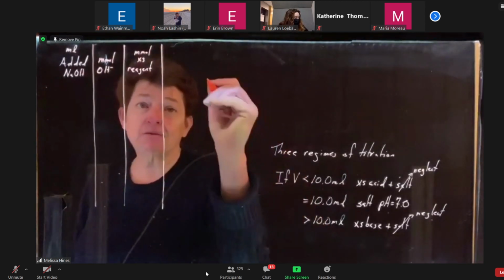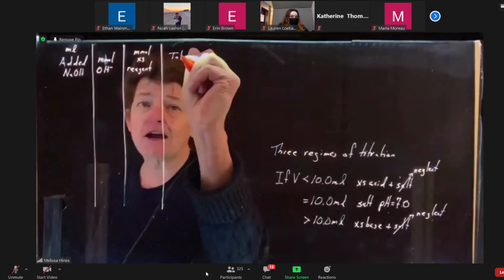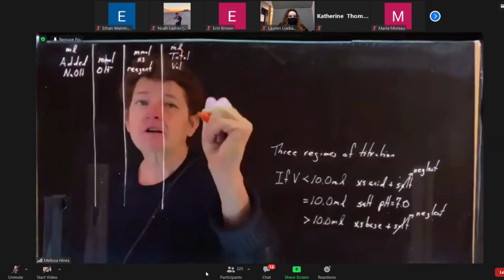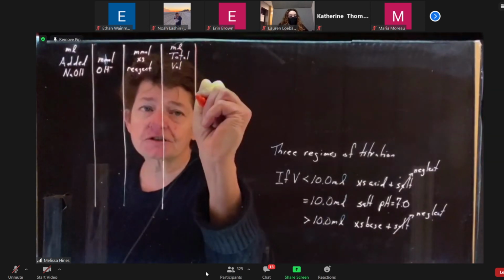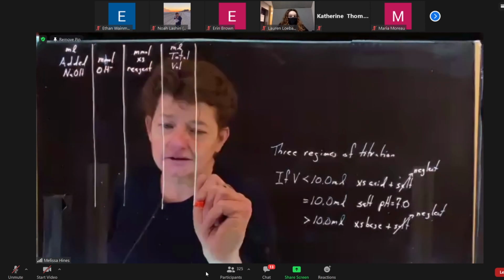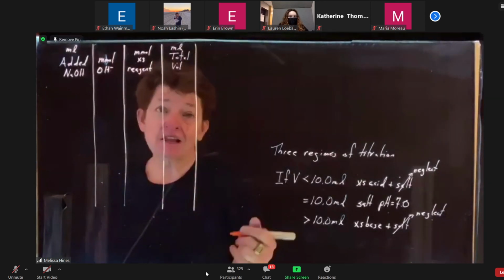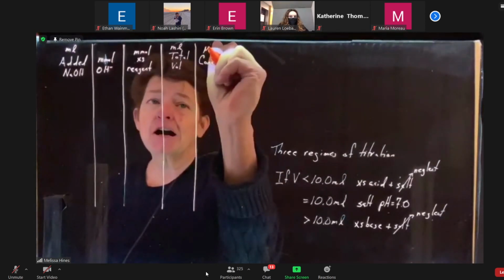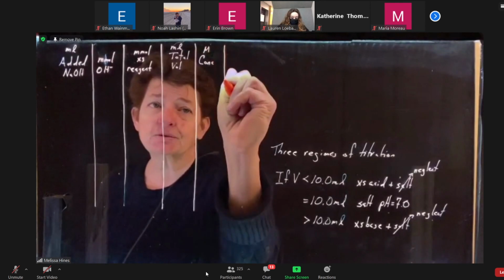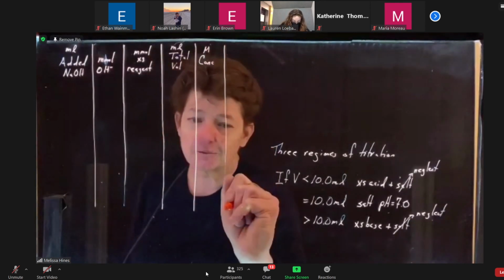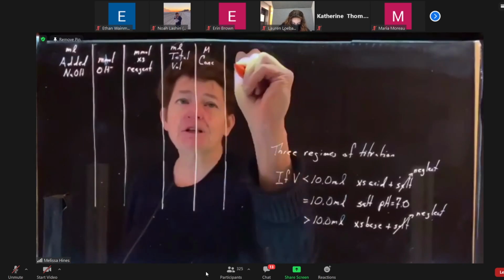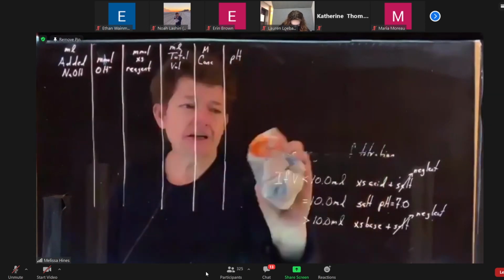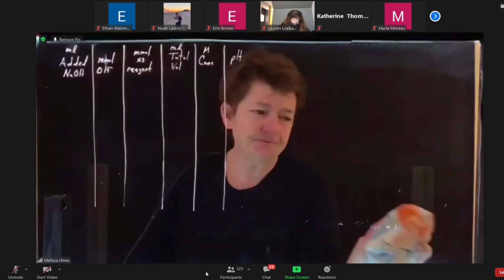Okay, the next thing I'm going to keep track of is I absolutely have to keep track of my total volume because that's going to influence my concentrations, and the total volume changes continuously in a titration. Then the last thing I need to do is I need to calculate the concentration of either my H plus or my OH minus, whichever is going to be in excess, and I'm going to use that then to calculate my pH. Okay, so this is going to be our titration, so let's just walk our way through it.